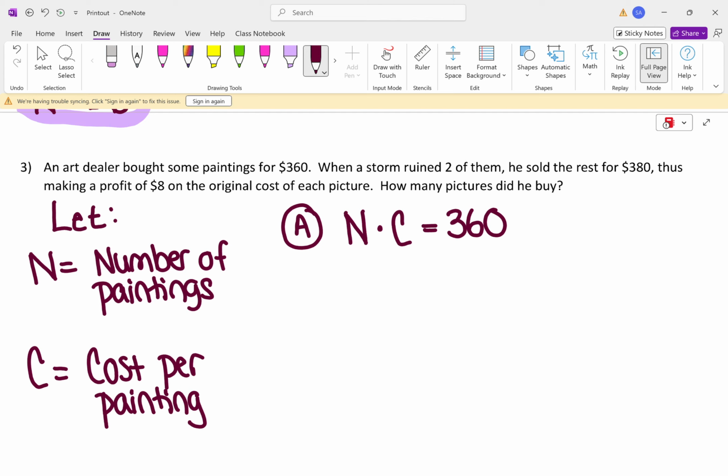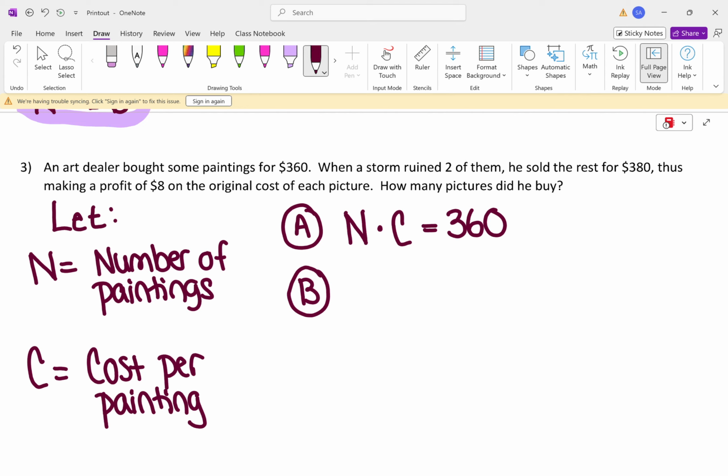Okay, so now the next equation is a little bit more complicated. It's saying when a storm ruined 2 of them, 2 of what? Paintings. So what happened? I had n paintings, but now we lost 2. So now we're dealing with n minus 2 paintings. He sold the rest for $380, thus making a profit of $8 on the original cost of each painting. How many paintings did he buy?